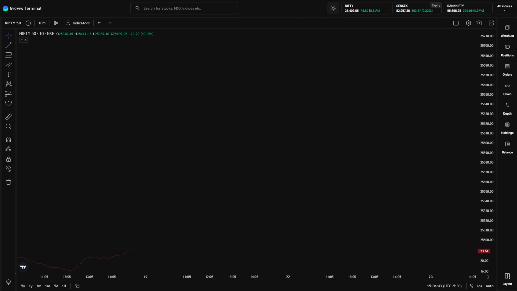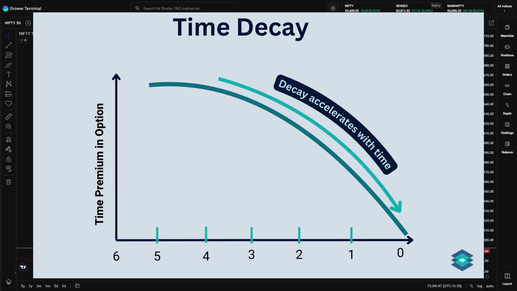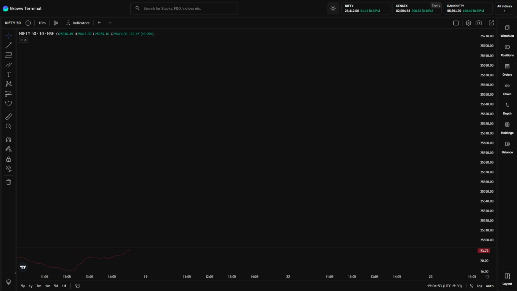Now we will move to the most important of them all, theta. Theta measures how much an option value decays over time. And if we take an example like theta minus 2, that means the option will lose 2 rupees every day if nothing else changes.